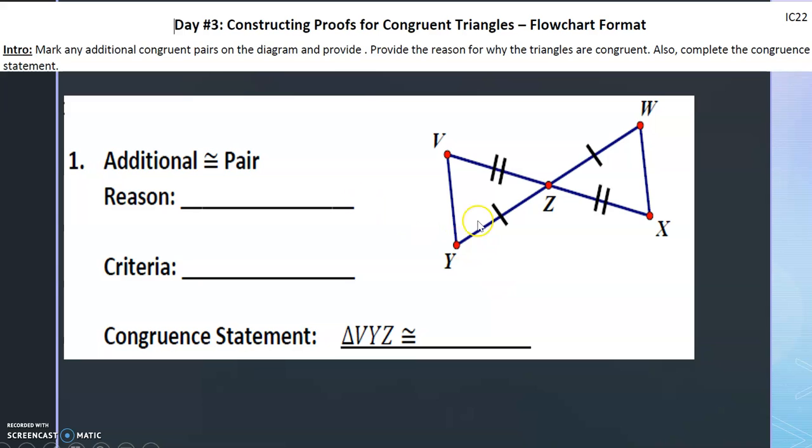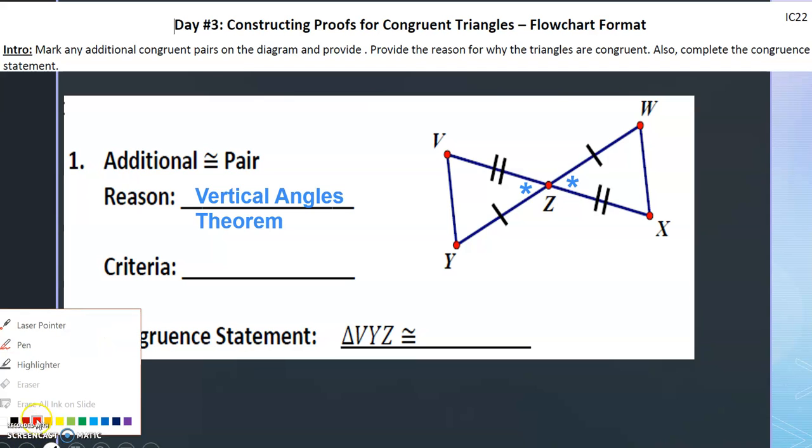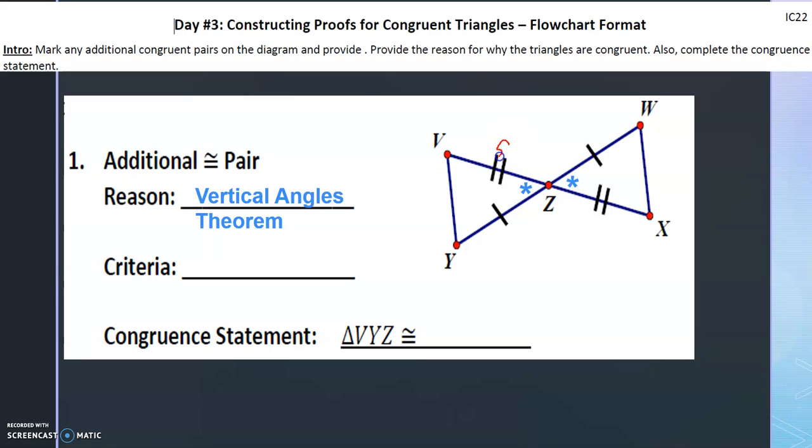So here's what we have done so far. We've taken a problem similar to this and we've given additional reasoning. We've given criteria and a congruency statement. So for example, for this problem, we would mark the angles here. This is a bow tie look, so we'd mark those angles, and we would say our additional reason is the vertical angles theorem. Then looking at the picture here, I would have side, angle, side for my criteria, because I have a set of sides, a set of sides, and the angle in between them.